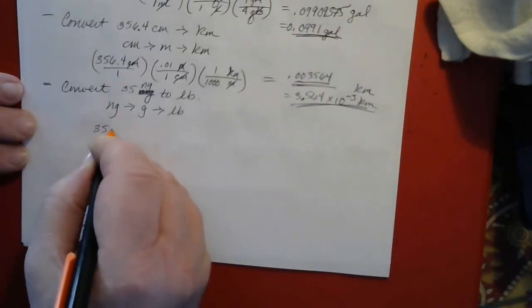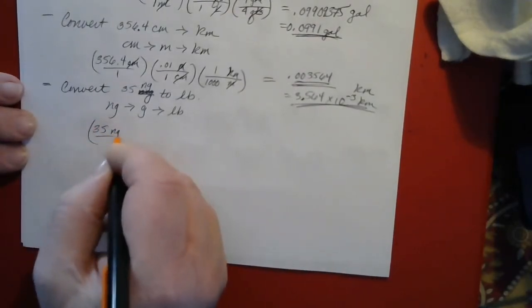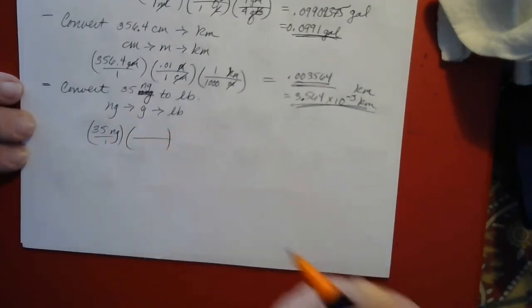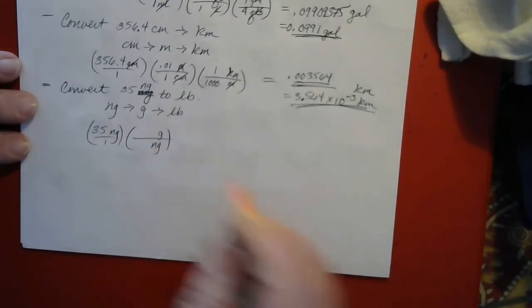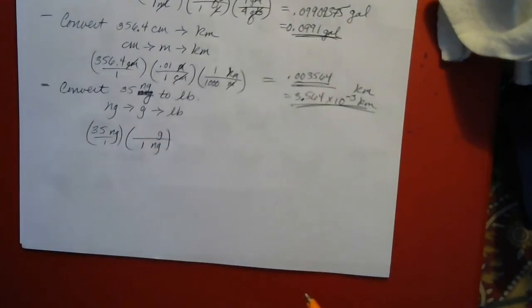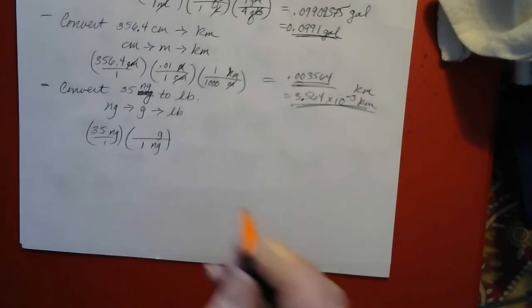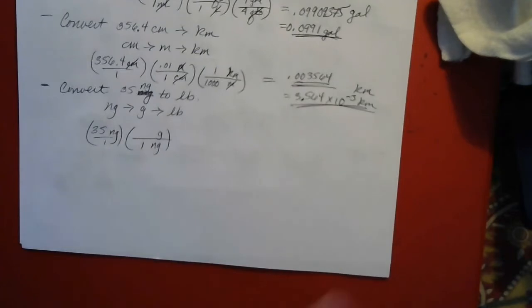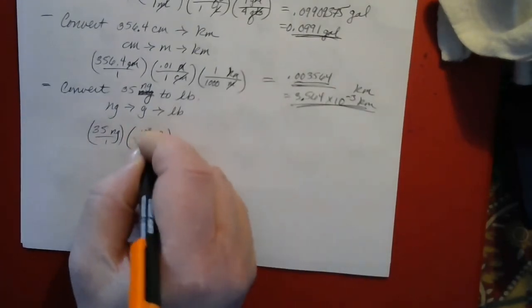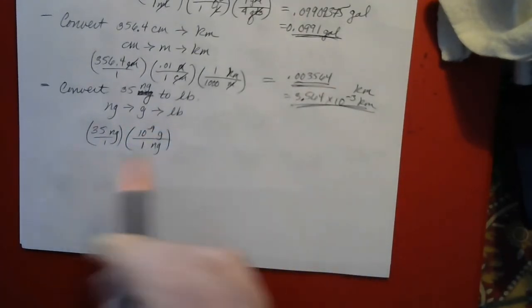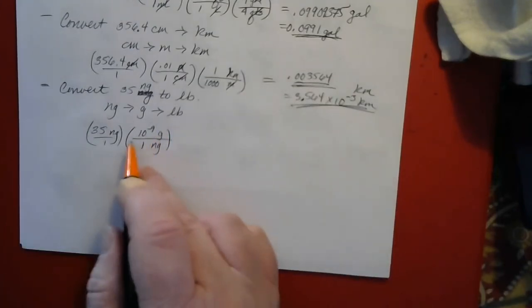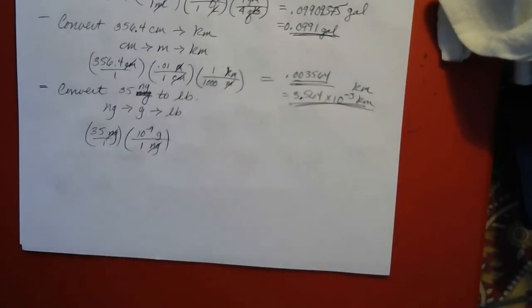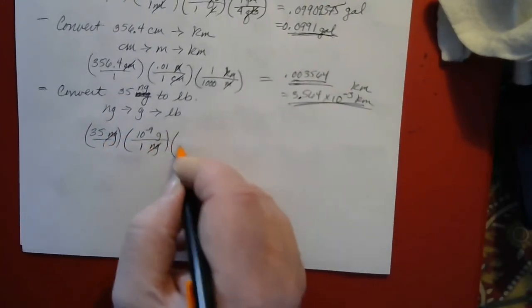So if we have 35 nanograms, and we want to go to grams, grams need to be in the numerator and nanograms need to be in the denominator. And there's 1 nanogram. The definition of nano is 1 billionth, or 1 × 10⁻⁹ of a gram. And I'm going to use the exponent form in this one. I'm not going to write 0.8 zeros and then a 1. And so then nanograms will cancel and we have grams as our unit.